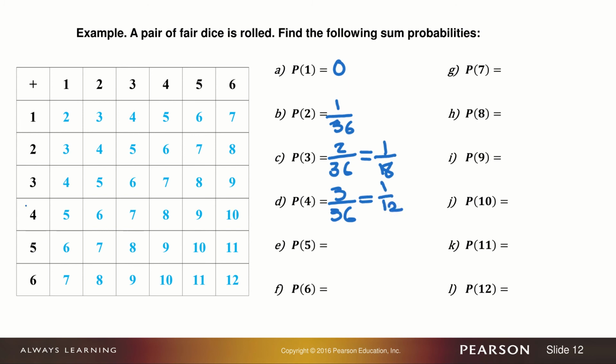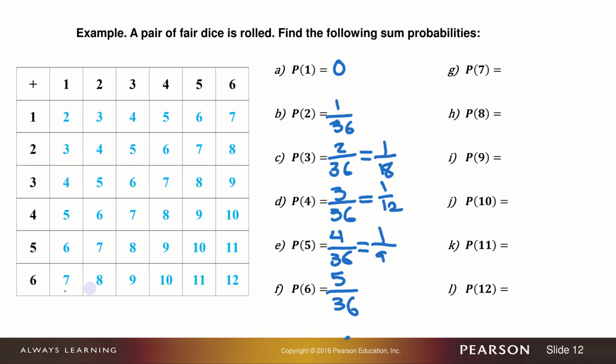The probability of getting a 5, there's 1, 2, 3, 4 ways of getting 5. So 4 over 36, which is the same as 1/9. Probability of getting a 6, there's 1, 2, 3, 4, 5 ways a 6 can come up. So it's 5 over 36. That's not reducible any further.